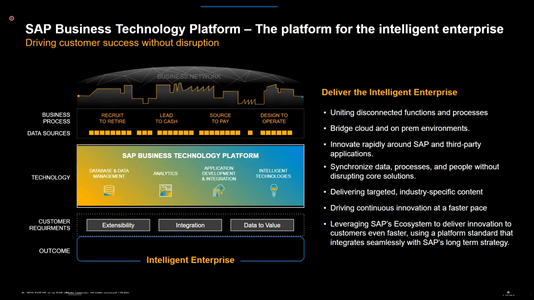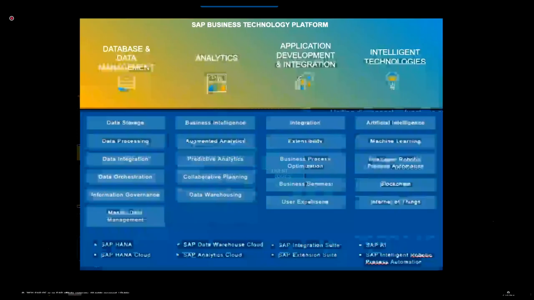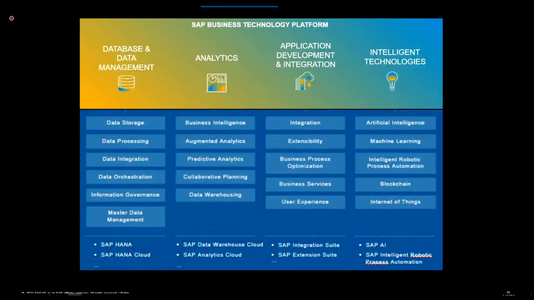Whether the systems are internal, external, on-premise, or cloud, it doesn't matter. The business technology platform can link all of them. And when you connect items together in new ways, that really is the definition of innovation. So the BTP's got four different areas. It's got database and data management, analytics, application development and integration, and intelligent technologies.